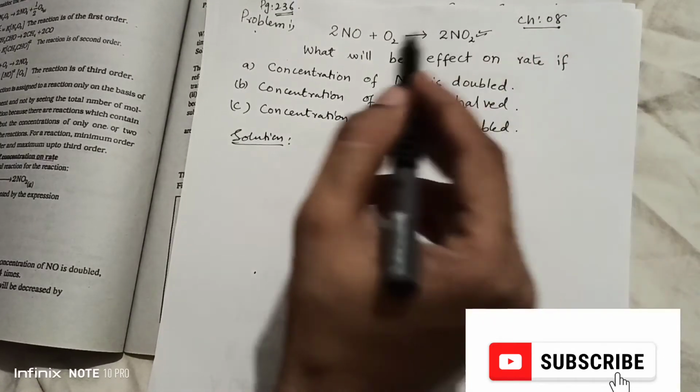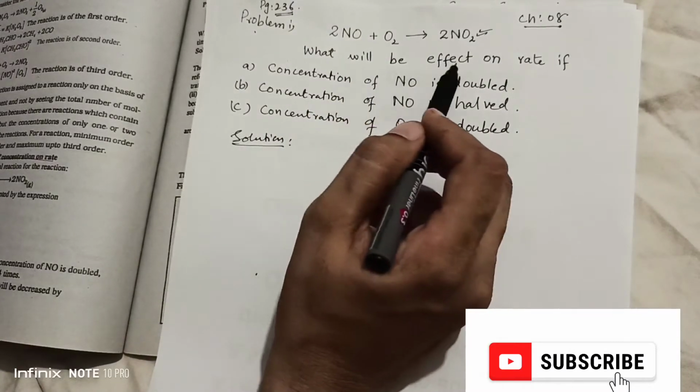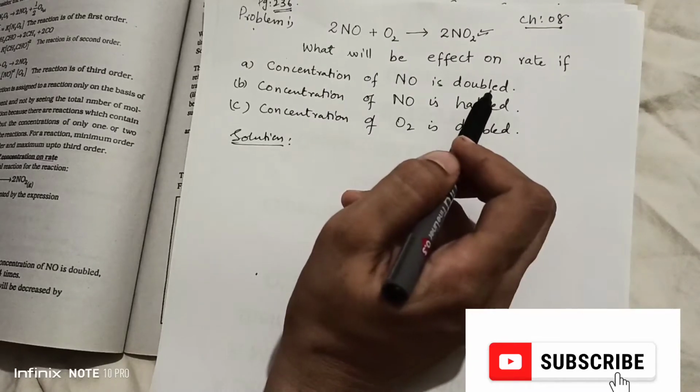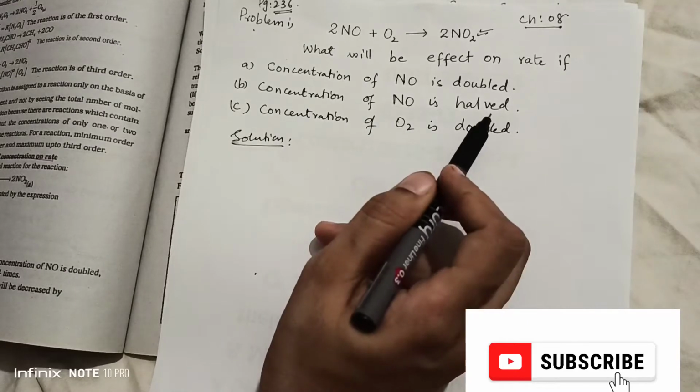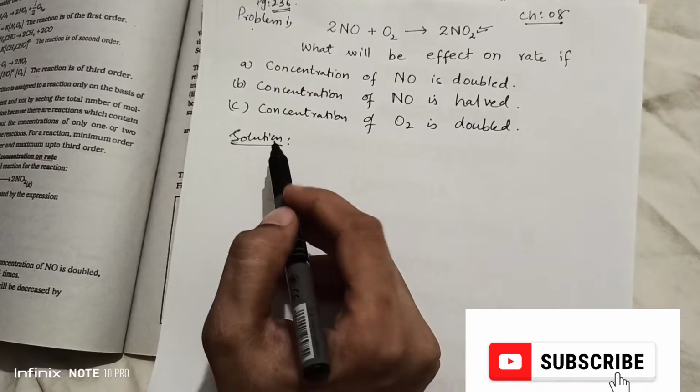Let's begin. 2NO + O2 → 2NO2. What will be the effect on rate if A, the concentration of NO is doubled? B, the concentration of NO is halved? C, the concentration of O2 is doubled?